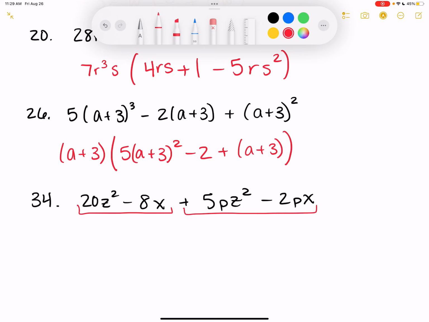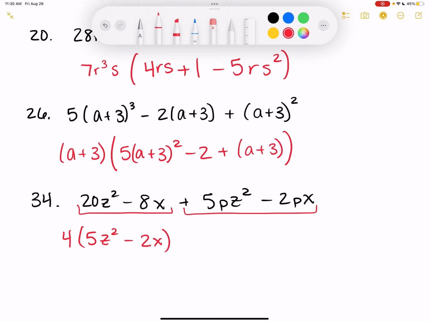Hold on. Give me a second. You gotta tell me what I'm taking out. I think you're taking out a 4z. Wait, you can't do that. I'm actually really confused right now. What's the biggest thing I can take out of those two? A 4? Okay. And what am I left with? That's all you can take out. You're left with 5z squared minus 2x.